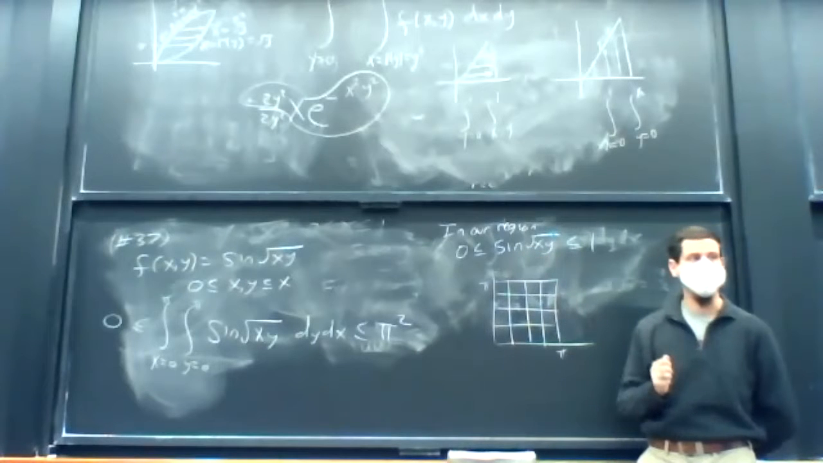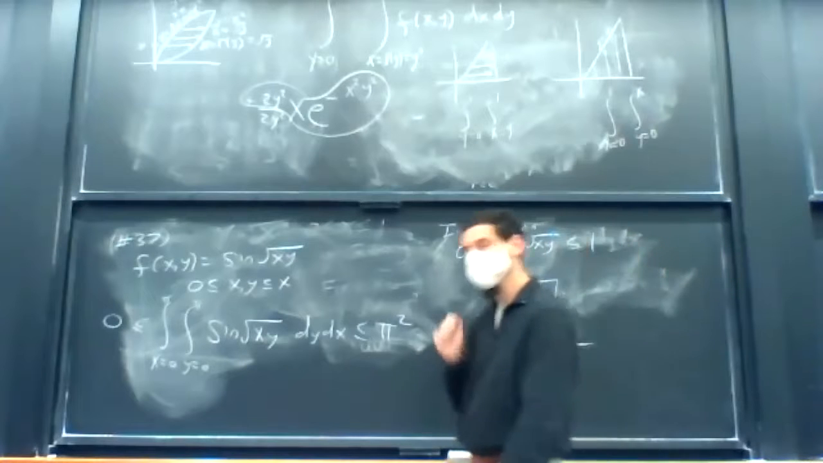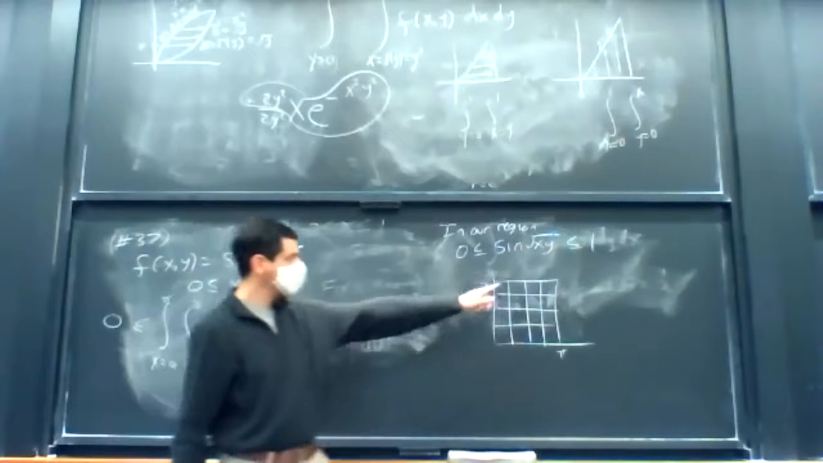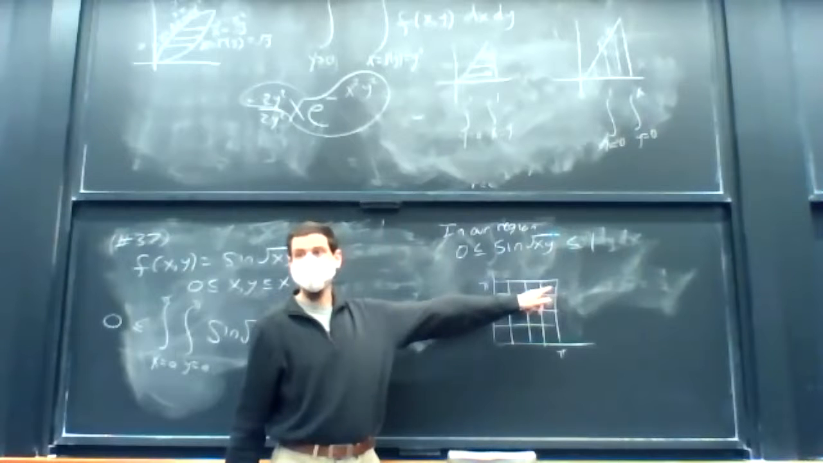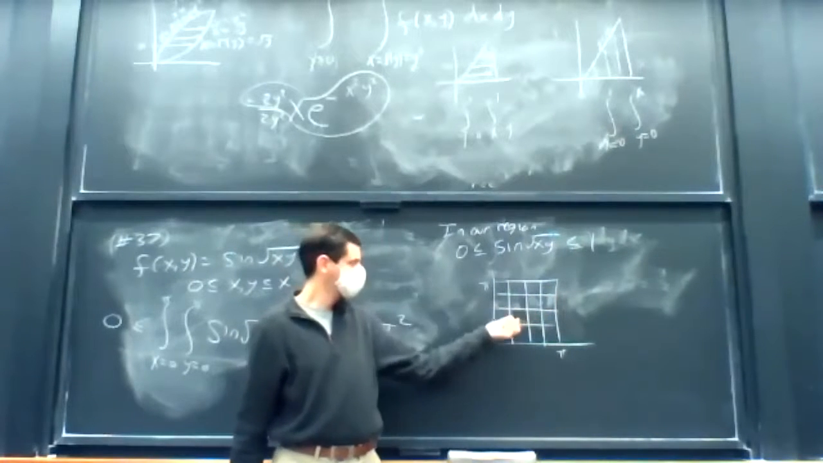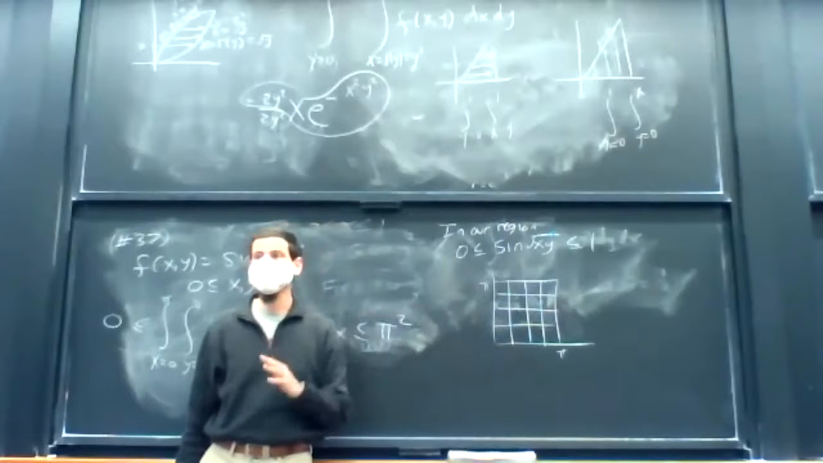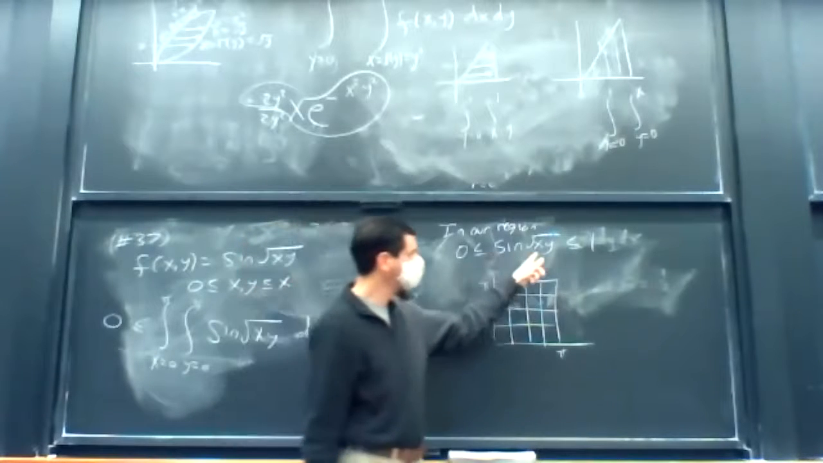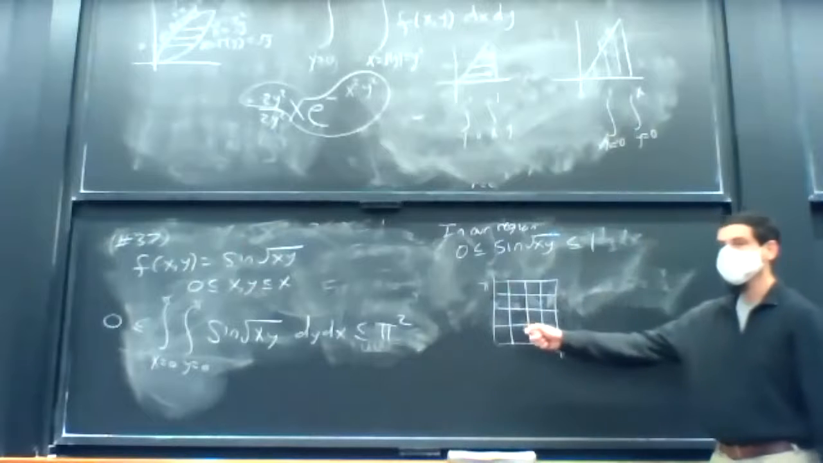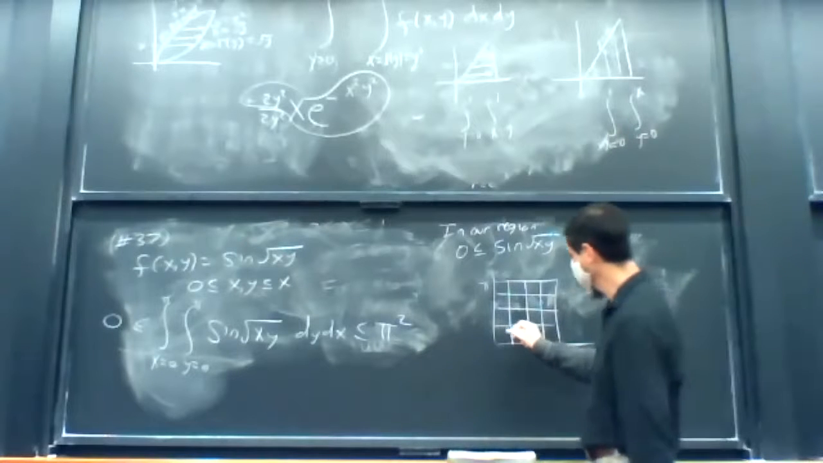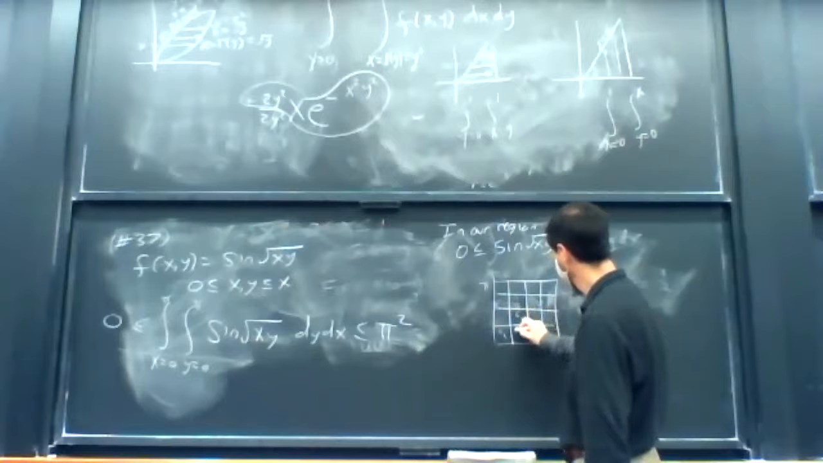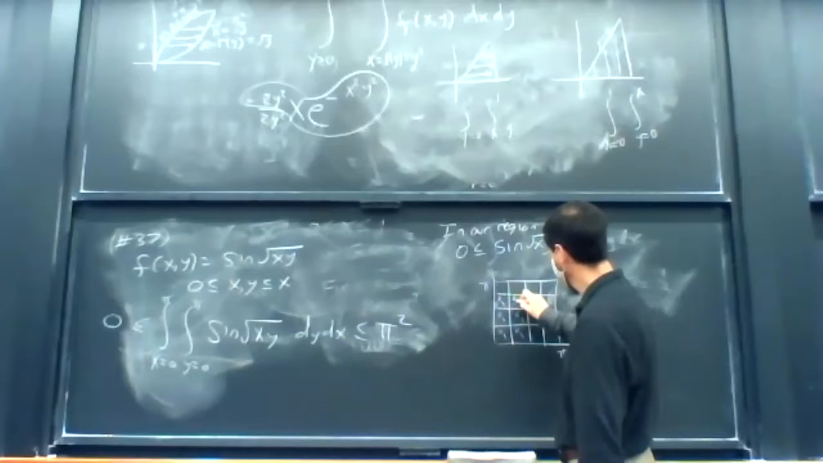And on each box, what's the upper bound? 1. Now, you can do better. If I take this box over here, I'm very close to an argument of pi, so I don't expect to be close to 1. But I'm just trying to get an easy bound. So we know that our function is always between 0 and 1. So in each box, the lower bound is 0, the upper bound is 1. I can just put these everywhere.